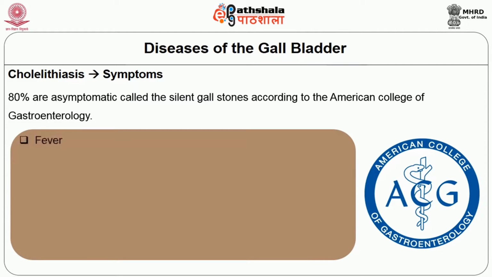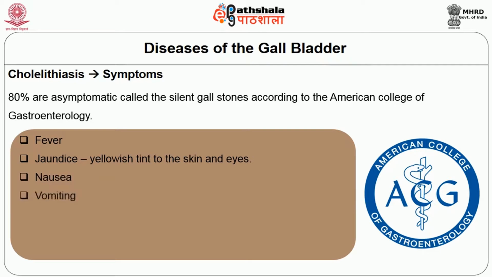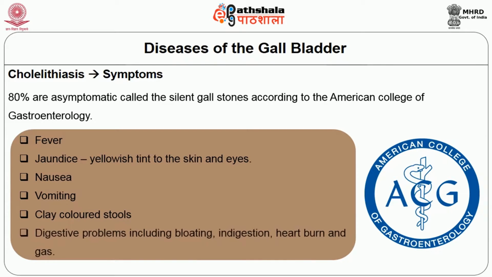The next symptoms are fever, then jaundice with yellowish tint to the skin and eyes, nausea, vomiting, clay-colored stools, digestive problems including bloating, indigestion, heartburn and gas.